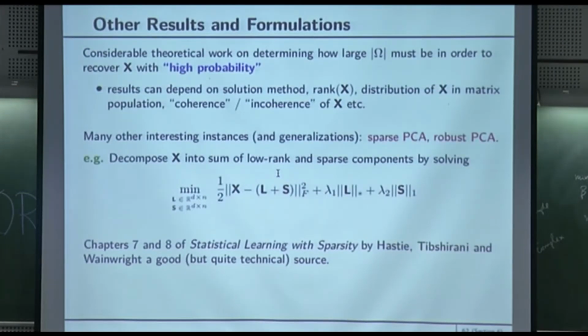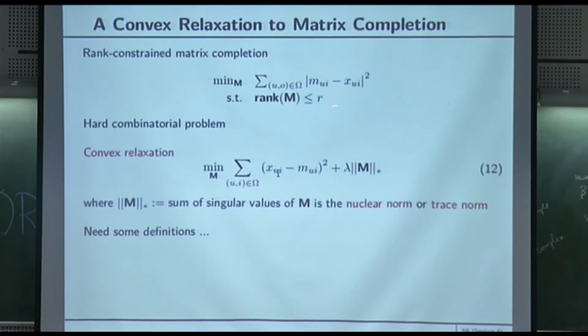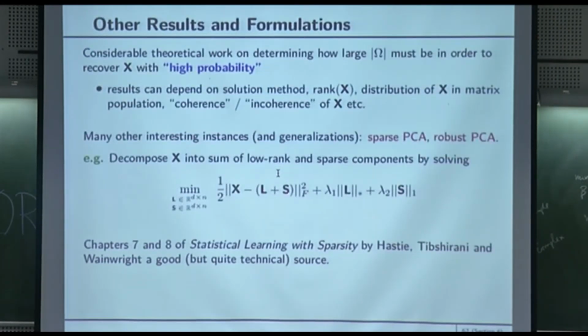There is considerable theoretical work on determining how large that set gamma omega should be in order to recover x with high probability. The result depends on solution methods, the rank, the distribution of the matrix, coherence, incoherence, and so on. There are several other interesting generalizations: sparse PCA, robust PCA. In robust PCA, you take the matrix X and divide it into L plus S, where L has low rank and S is sparse. So over here we are approximating the matrix X as a low rank matrix, while here you can approximate X as a low rank matrix plus a sparse matrix. Lots of different things can be done.